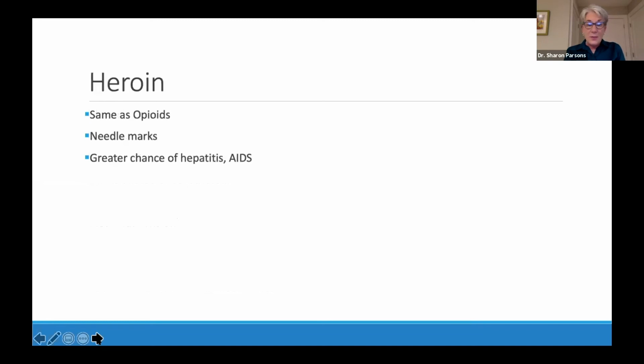Heroin is going to be the same as opioids. You're going to see needle marks. Won't always be on their arm. They can put it in other places. Because of needle use, they're going to have a greater chance of hepatitis and AIDS.